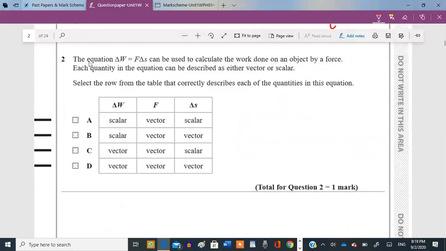Now, the equation W equals Fs can be used to calculate the work done on an object by a force. Each quantity in an equation can be described as either a vector or a scalar. Select the row from the table that correctly describes each of the quantities in this equation. All you need to do is just identify which is a scalar and which is a vector. So force is a vector, right? Work is a scalar quantity, so it's either A or B. Displacement, this is displacement, not distance. Displacement is a vector. It's B.